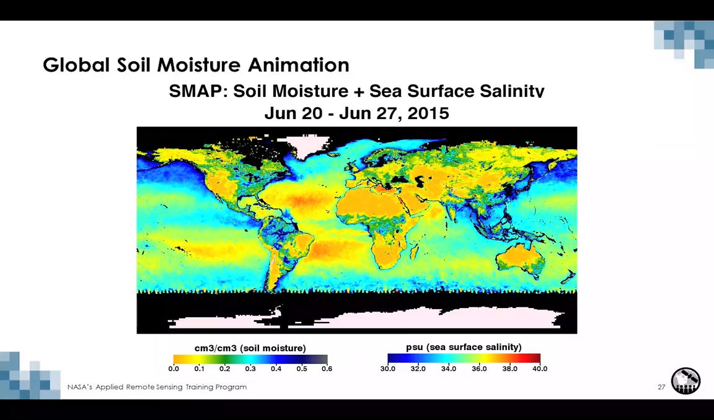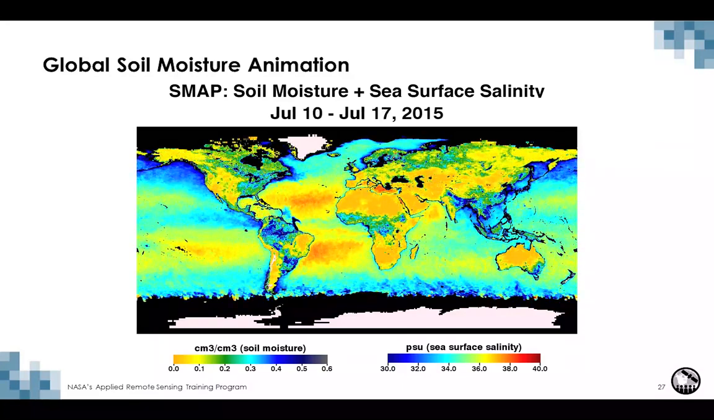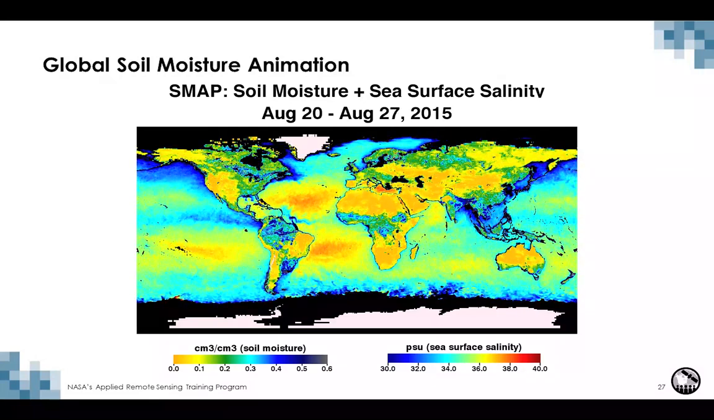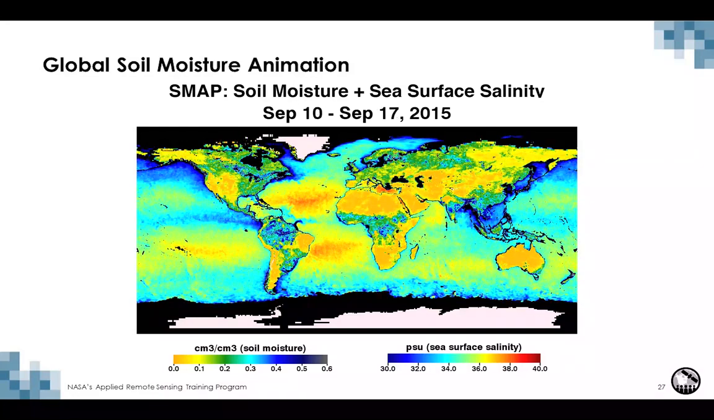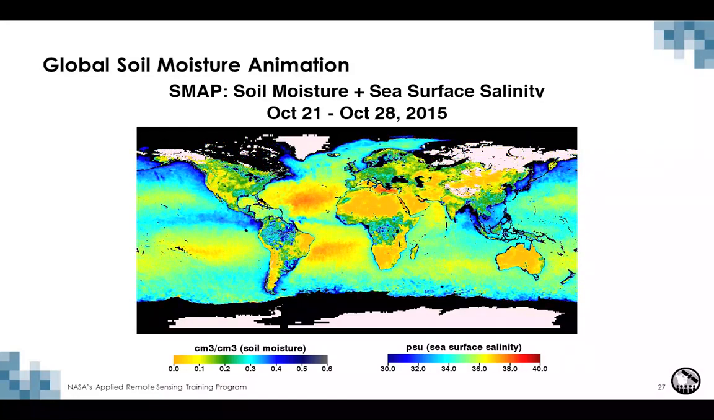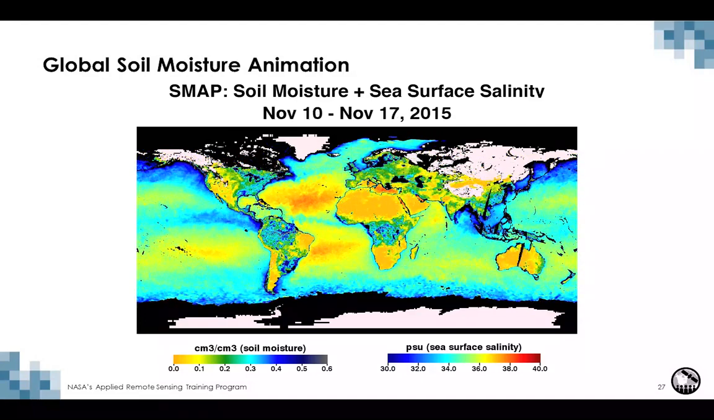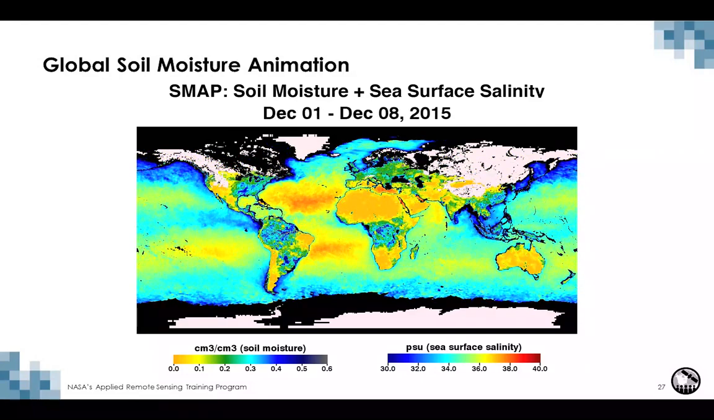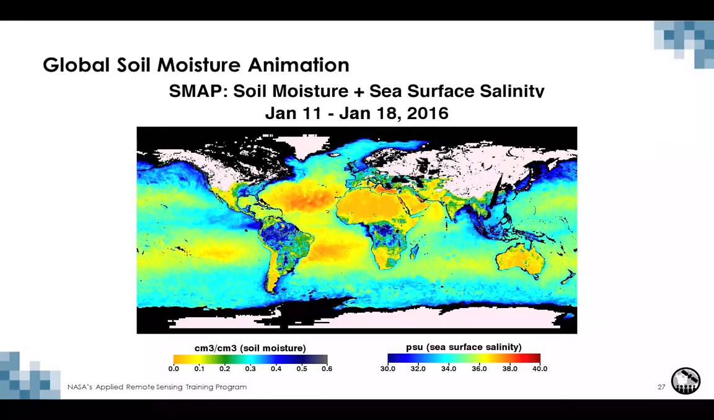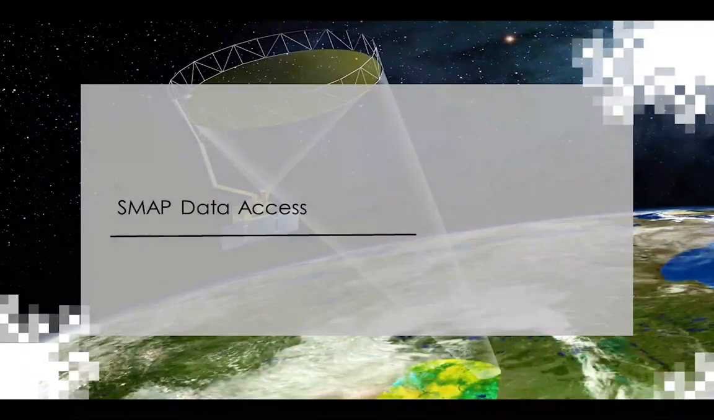is lower, while areas that are yellow and red, the salinity is higher. And you can see some interesting things up in the northern high latitudes during the melt. In the spring, you have a lot of fresh water in these areas along the coast. Also, you can see the freshwater plume from the Amazon. So it's really quite interesting, this animation. So now let's talk about how to access the data.